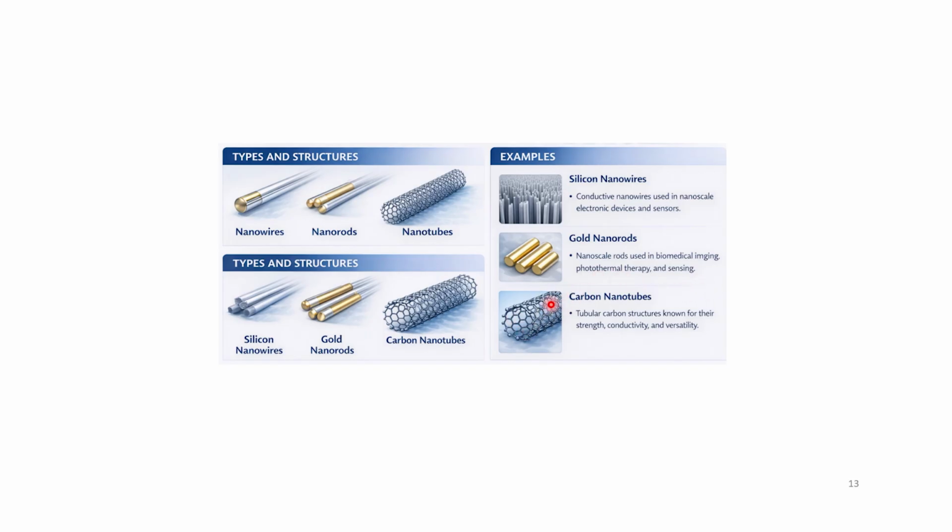And these are carbon nanotubes. These are tubular carbon structures known for their strength, conductivity and versatility. These are the various examples of one-dimensional nanomaterials. These can be nanowires, nanorods or nanotubes.